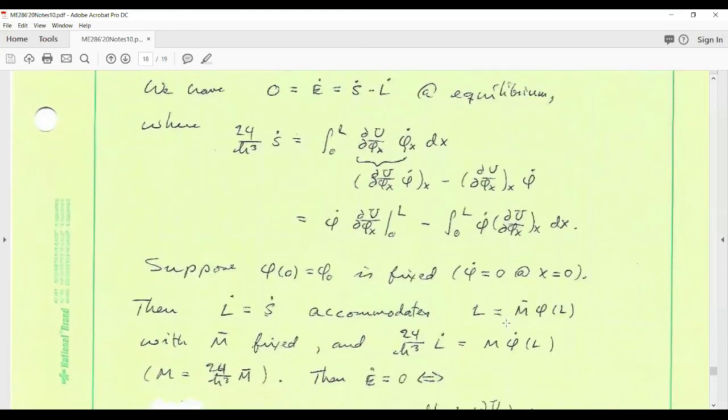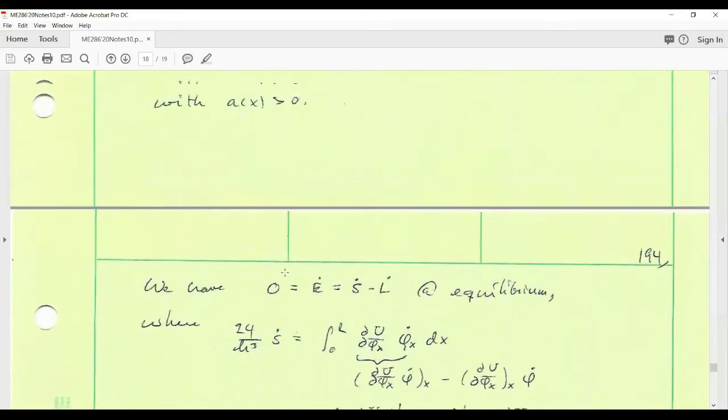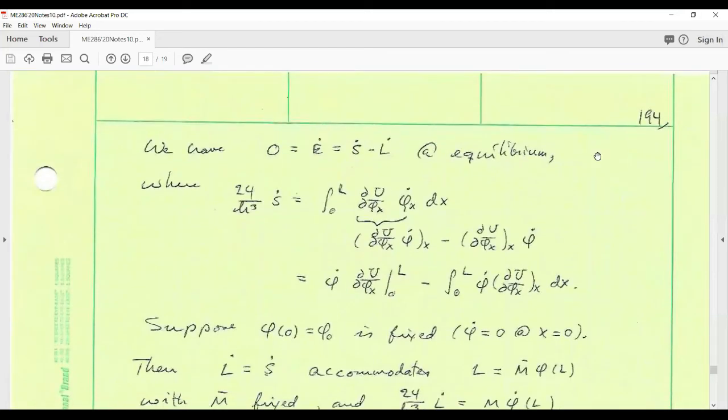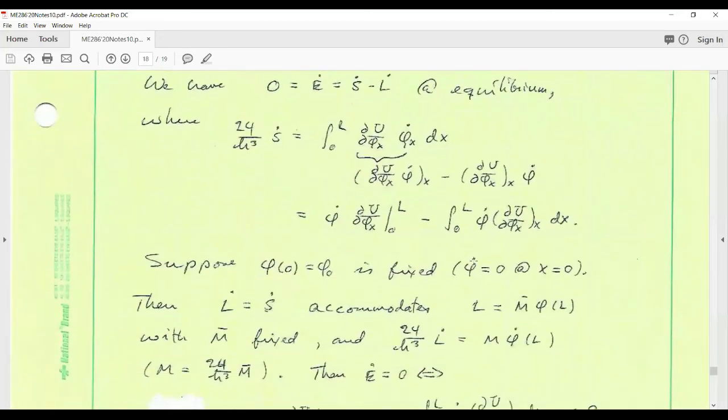To keep things simple, let's suppose that we clamp the left end so that we specify the angle that the deformed plate makes with the x-axis at x equals 0, right, which is along this edge here. So let's say we fix that at the value, say, phi naught, and then we don't allow any further variation at that point, so it's clamped there. Then the lower limit here would disappear, right? This equation says that the variation of the load potential equals the variation of the strain energy.